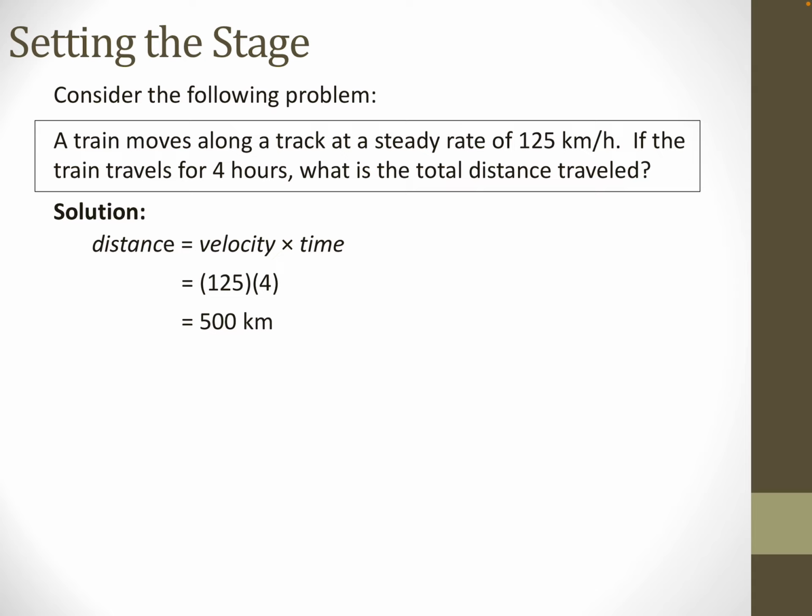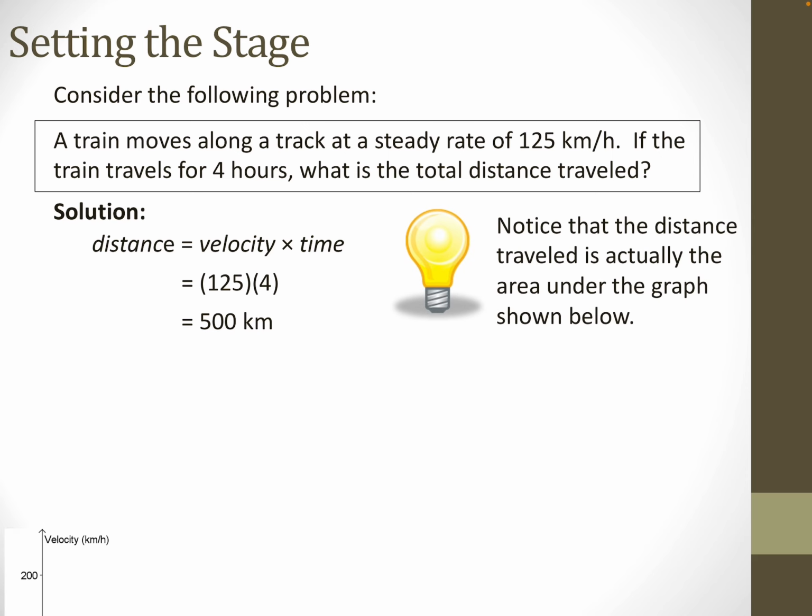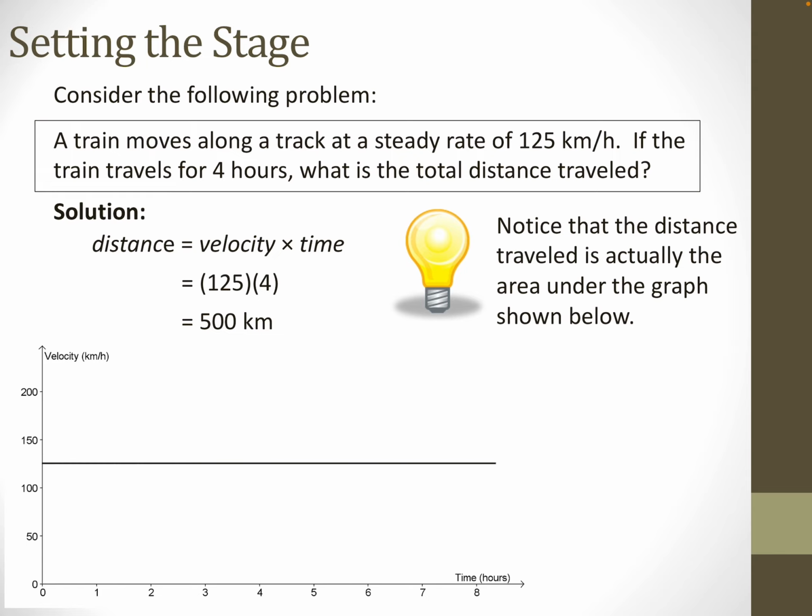Now, this is where the integral calculus starts to come in. Notice the distance traveled is actually the area under the graph shown below. So if I draw a graph of velocity and time, you see there, the velocity is 125 all the way along, so it's a constant velocity, a straight line across, and then I cut it off at the 4 hour mark, and what I get is a nice little area under there. The area of that rectangle, well, its height is 125, and its width is 4. That's exactly what we calculated above.